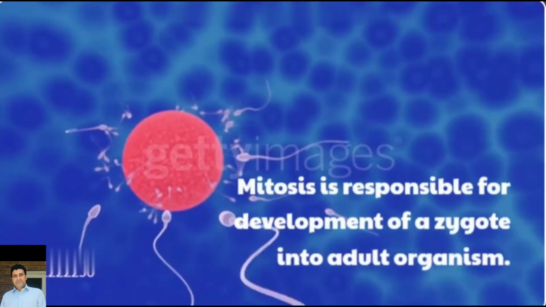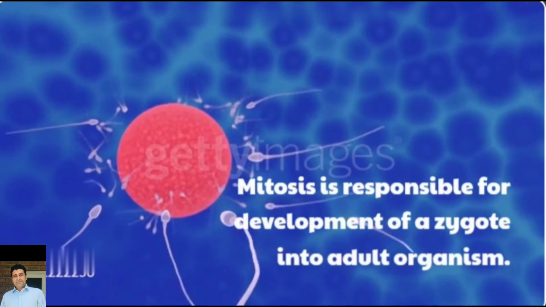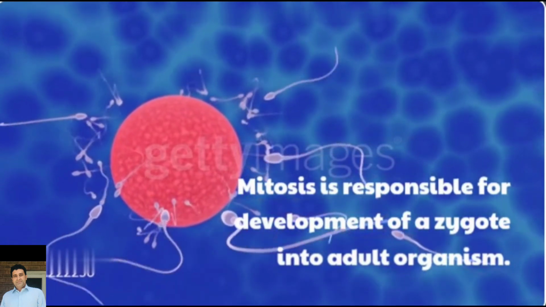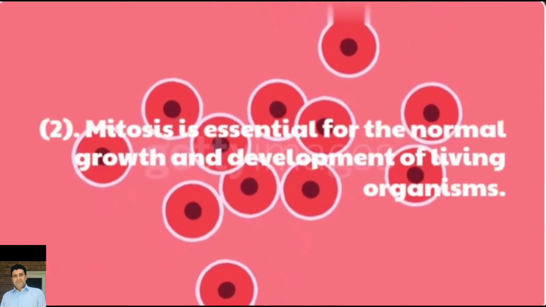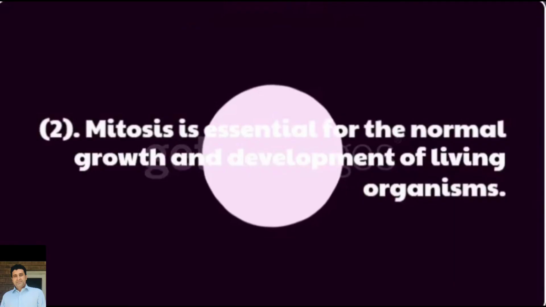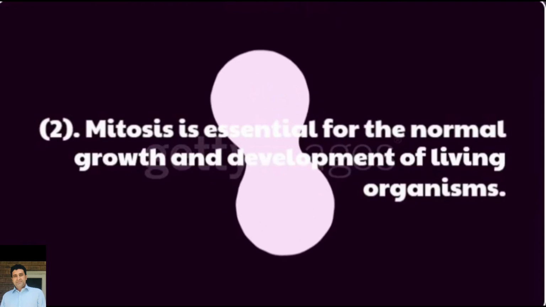Mitosis is derived from two Greek words, mitos and osis, meaning thread division. It results in daughter cells similar to the parents. Mitosis is essential for normal growth and development of living organisms. It gives a definite shape to a specific organism.